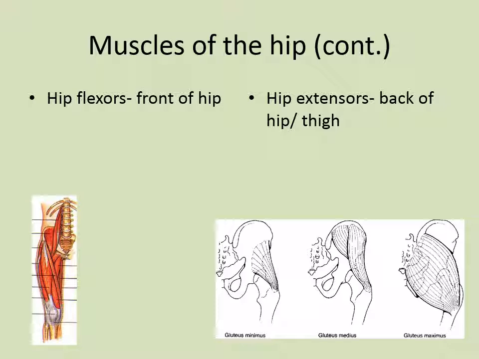Other muscles of the hip include the hip flexors. So the hip flexors would be more on the front side of the hip. So things like the iliacus and the psoas and the rectus femoris all help to flex the hip. On the back side of the hip and thigh are the hip extensors. So hip extensors would be like the glute maximus, and the biceps femoris, one of the hamstrings, can also help extend the hip.